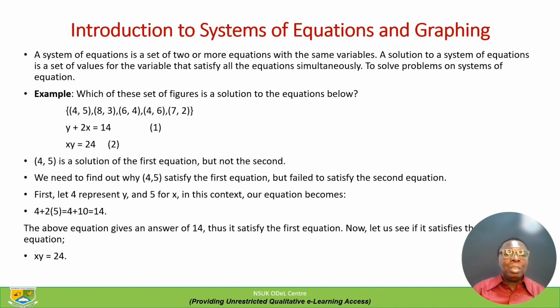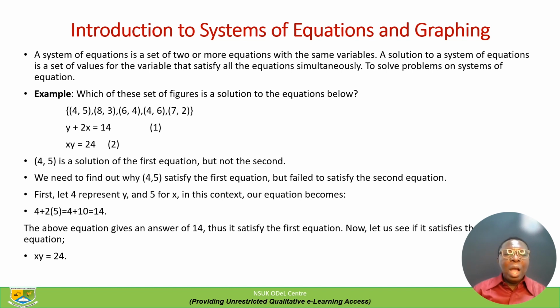To solve problems on systems of equations, for example, which of these sets of figures is a solution to the equation below? Let's say the options are (4, 5), (8, 3), (6, 4), (4, 6), and (7, 2), with y plus 2x equals 14 as equation 1, and xy equals 24 as equation 2. So let's say (4, 5) is a solution of the first equation, but not the second.